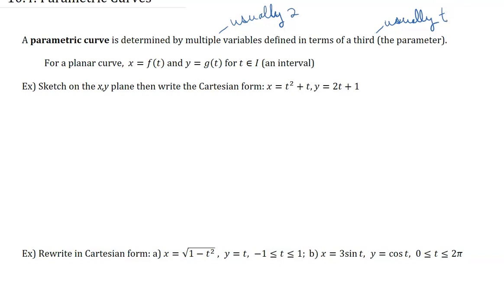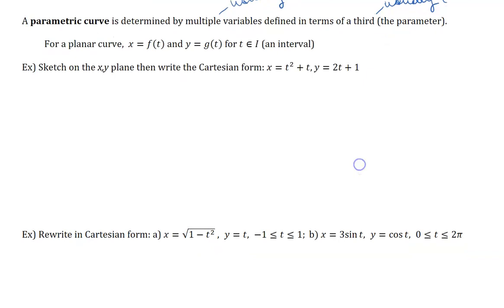You can think of t like time, but it doesn't necessarily have to be minutes and hours and stuff. So we've got x, we'll write it as f of t, and y is g of t, so it matches the notation in the book. I is the interval over which this exists. Now, I didn't give an interval for this first one, but we'll still get an idea what it looks like.